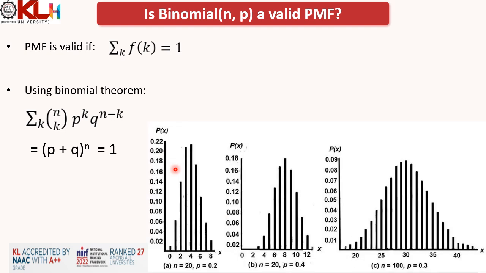The binomial distribution looks like this, where the x-axis is the value that the random variable X can take. The figure in A is for n equal to 20 and p equal to 0.2. The middle figure is for n equal to 20 and p equal to 0.4. The third figure is for n equal to 100 and p equal to 0.3. So the more the number of trials, the more the number of successes in those trials. So you see a bigger spread.